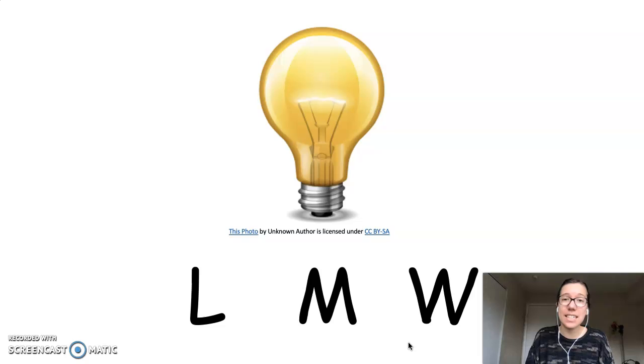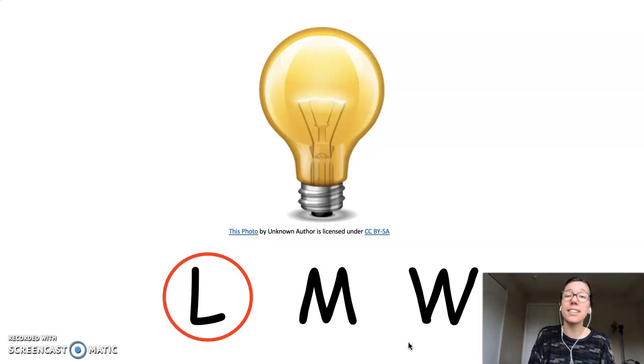Next we have a light. What's the first sound you hear in light? Light. L, M, or W? Good. L is the first letter in light, because L says l, as in l, light. Excellent.